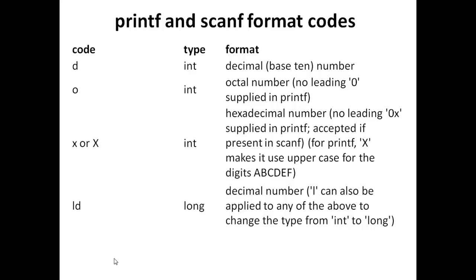If it is %d, it refers to an integer. If it is %o, it refers to an octal number. And if it is small %x or capital %X, it refers to a hexadecimal integer. For printf, the capital X makes it use uppercase for the digits A, B, C, D, E, F. And %ld refers to a long integer. The l can also be applied to any of the above to change the type from integer to long.